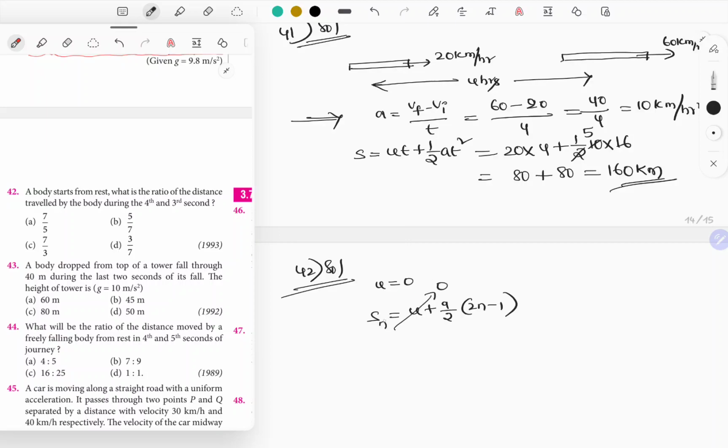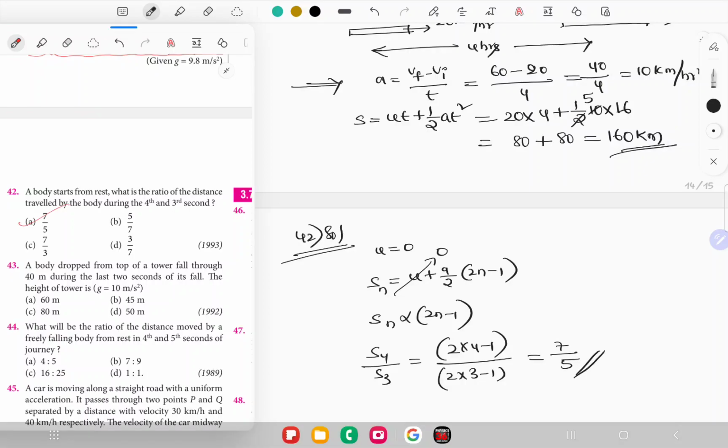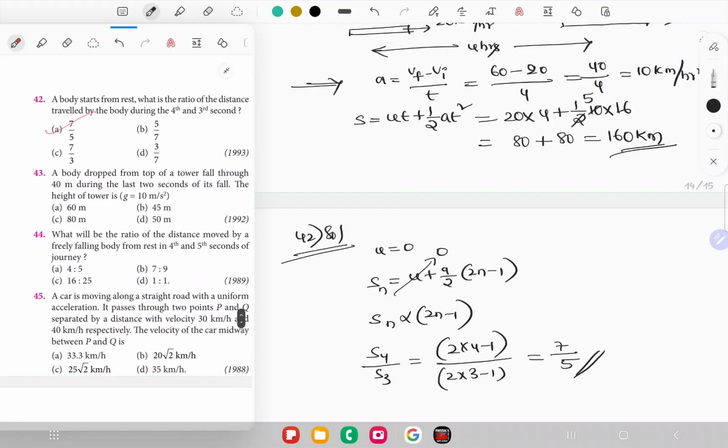This is the distance traveled by the object in nth second. They are asking the ratio of 4th and 3rd. Sn is directly proportional to 2n minus 1. They are asking the 4th to 3rd ratio, which is equal to 2 into 4 minus 1 divided by 2 into 3 minus 1, which is 8 minus 1, 7, divided by 6 minus 1, 5. So 7 is to 5 is the answer. Option A is correct. Very good. Next.